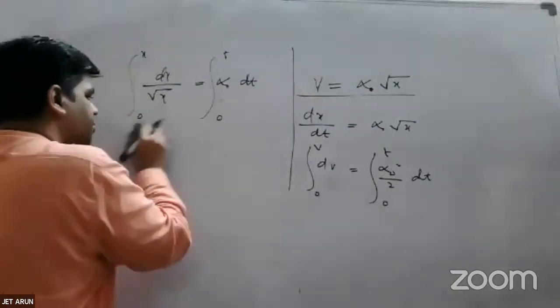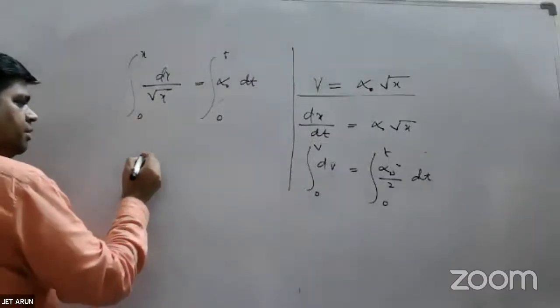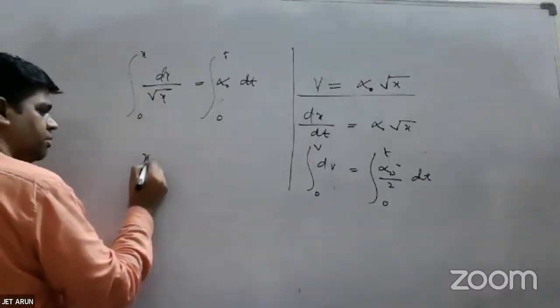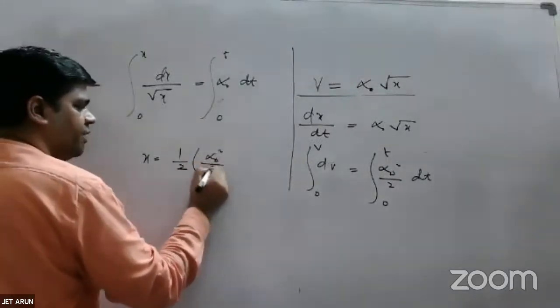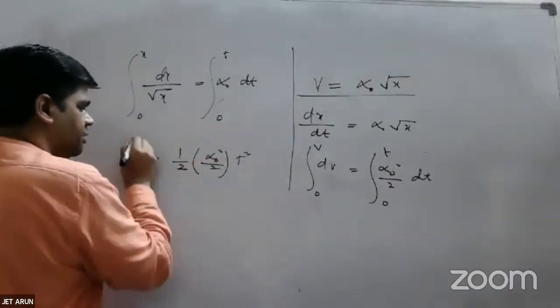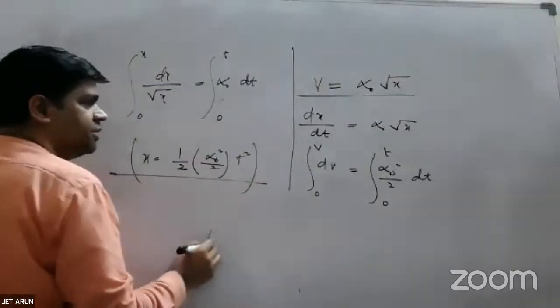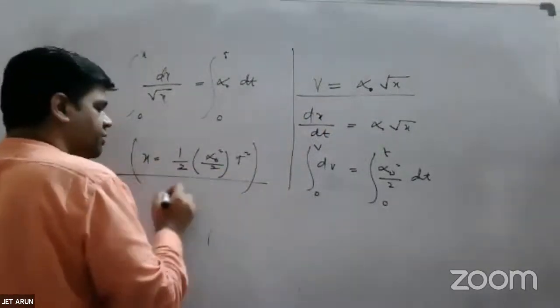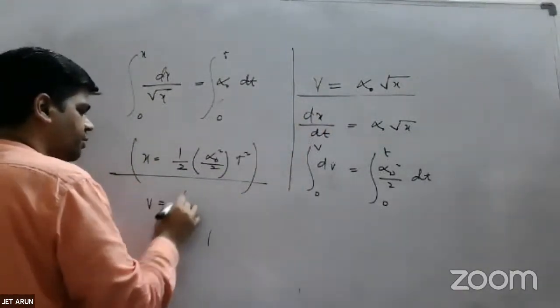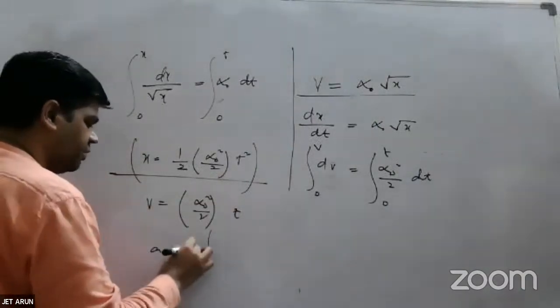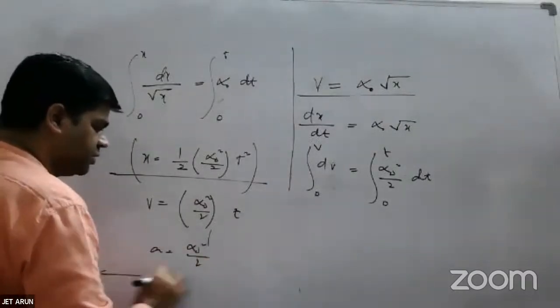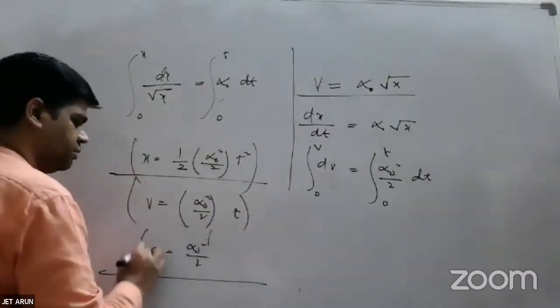What is position? x is equal to ut plus half at square, right? Yes, sir. So u is 0, half into alpha square by 2 into t square. That's my variation of position. Velocity is given, how is velocity? v is equal to alpha square by 2 into t. Acceleration is alpha square by 2. That's it. We got all the three equations of motion.